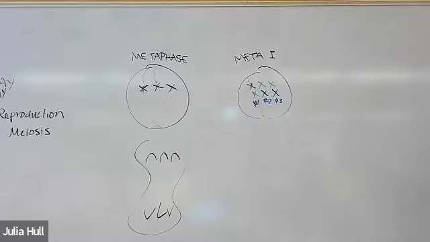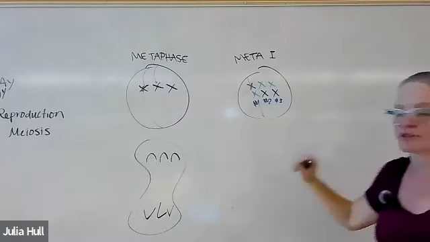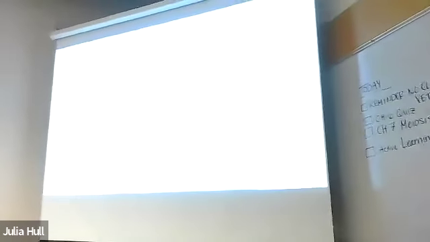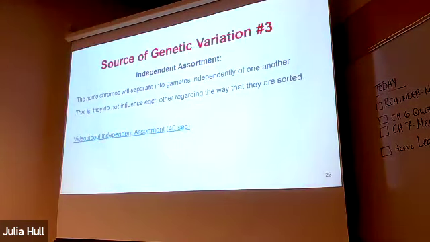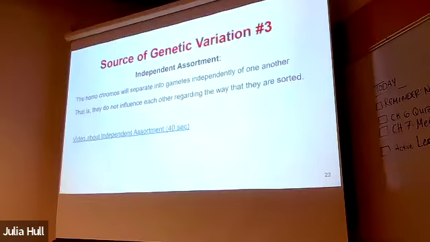Okay, here we go. Our third and last source of genetic variation occurs during metaphase 1. This process is called independent assortment. What this means is that our homologous chromosomes separate into the gametes that we're eventually going to produce independently of each other.